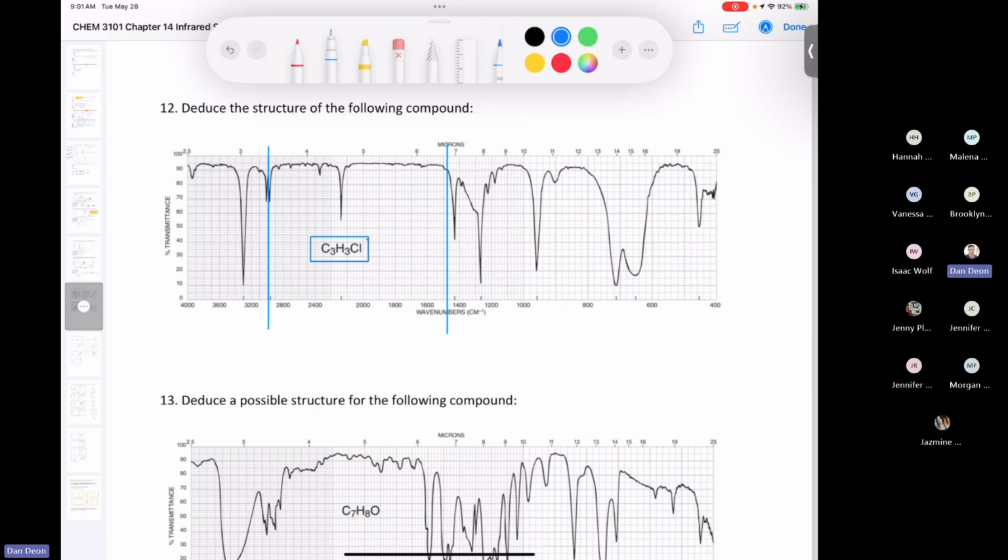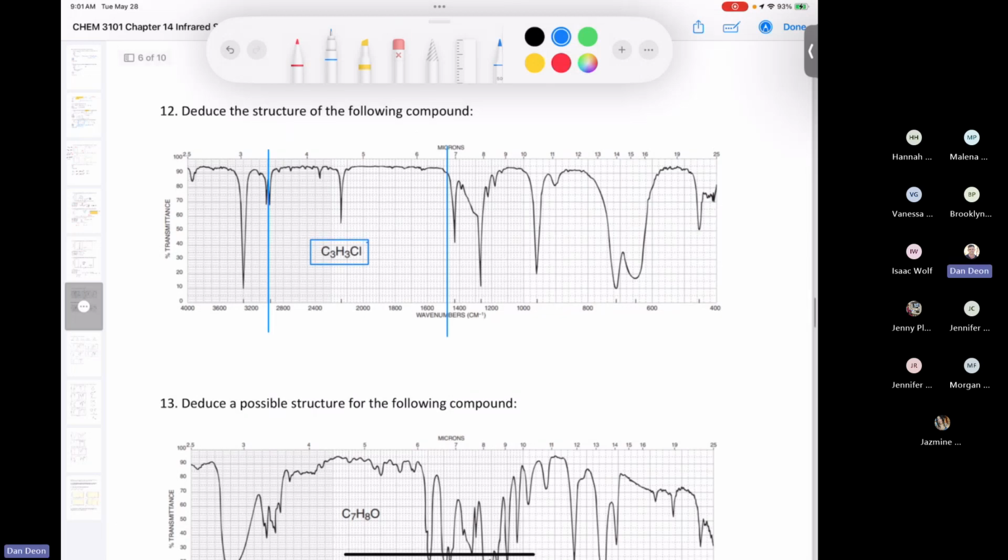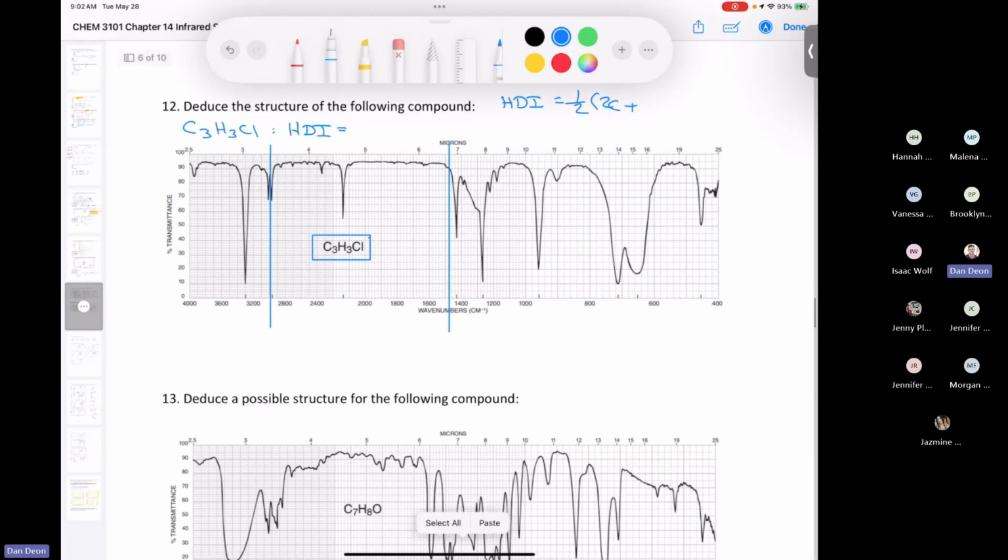But let me ask you guys first, could anybody tell me what the HDI of this compound is? So if we have C3H3Cl, the HDI is equal to what? Could anybody answer that, the HDI for this compound? And if you have to use the formula, on iPad. Yeah, so the HDI for this compound is 2.